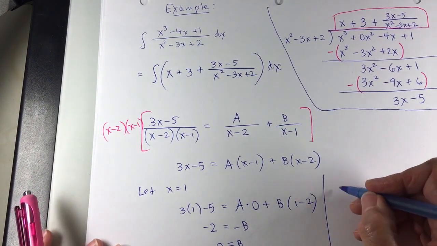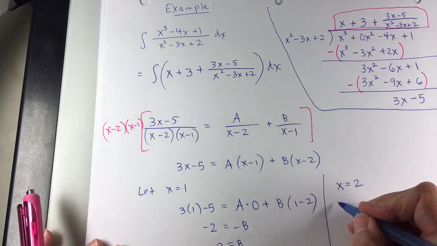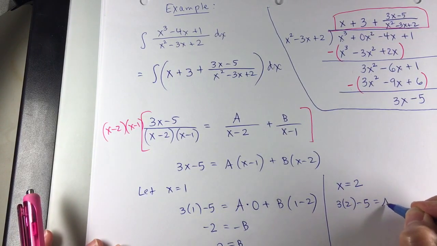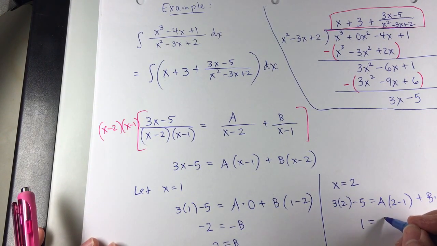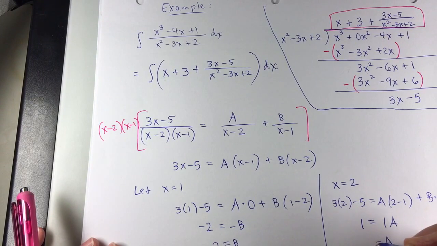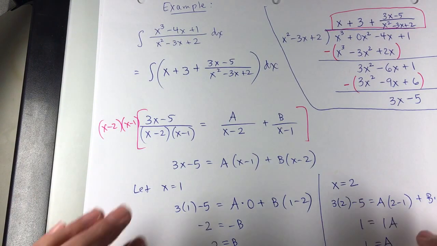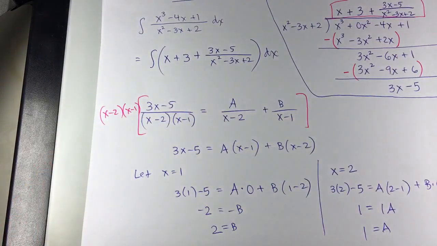Then what would be a nice number to pick? 2, because that'll wipe out the b. 3 times 2 minus 5 is a times 2 minus 1 plus b times 0, which you don't need to write that. 6 minus 5 is 1. 1 equals 1a. A is 1. So at this point, the calculus problem, oh, that's the algebra.